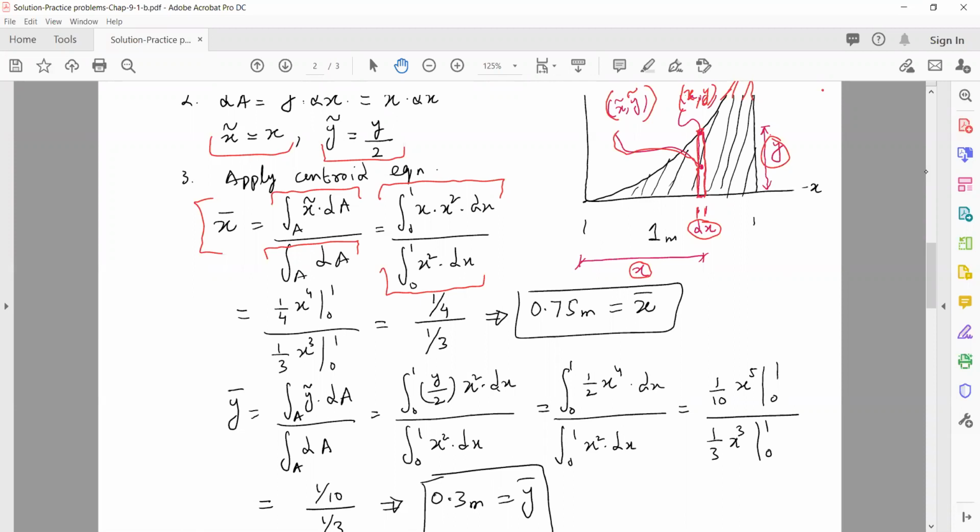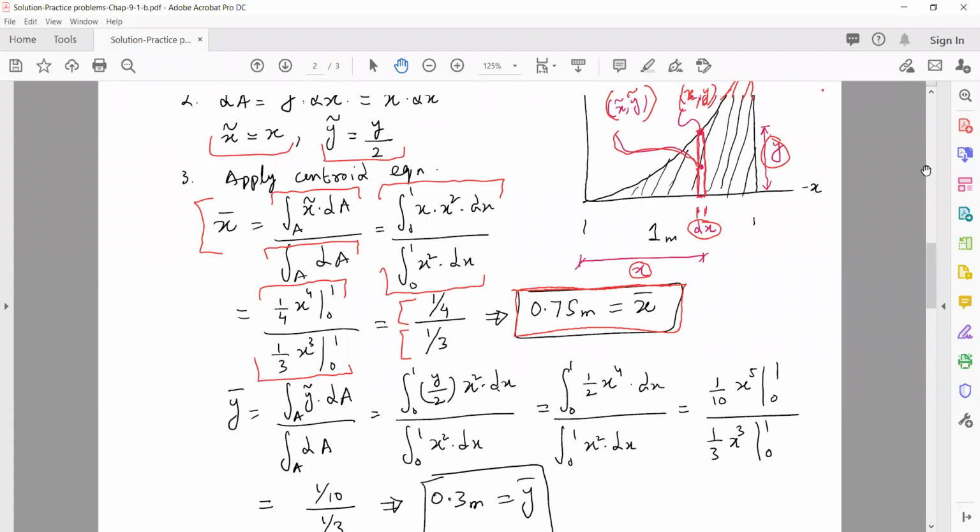Okay, now just simplify these integrals and take the integral. If you take the integral, you get 1 by 4 times x to the 4. In the denominator, we have 1 by 3 times x cubed. Now we need to apply the limits 0 to 1. If we apply the limits, we'll get 1 by 4 divided by 1 by 3. If you do that, you get x bar of the area, which is 0.75 meters. All right, so we got one coordinate of the centroid of the area.